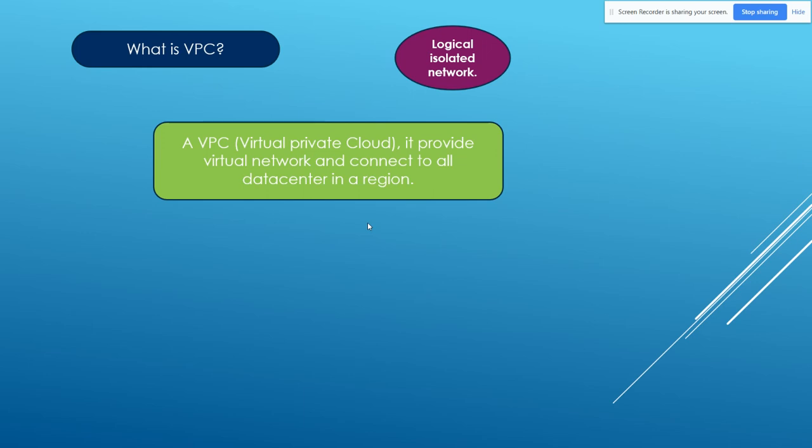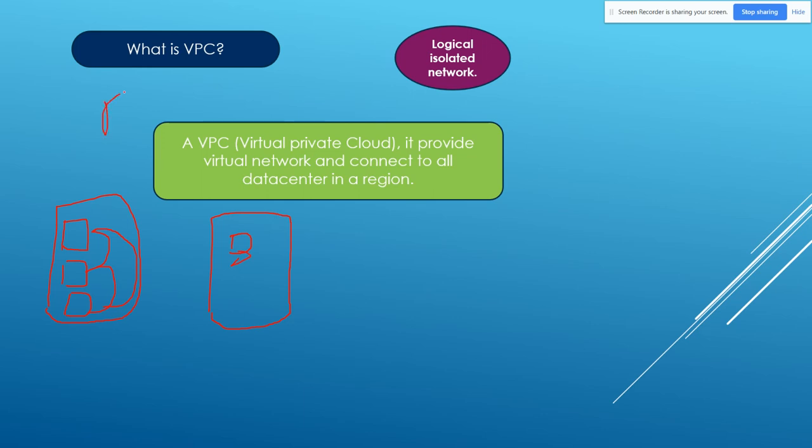A VPC also provides you a logical and isolated network. Logical and isolated network means, suppose you create a VPC and deploy virtual machines under it. All these virtual machines can communicate with each other, but the VPC is isolated. A system can communicate with other systems inside the VPC, but it cannot communicate with a system in a different VPC. So it's a completely isolated environment.